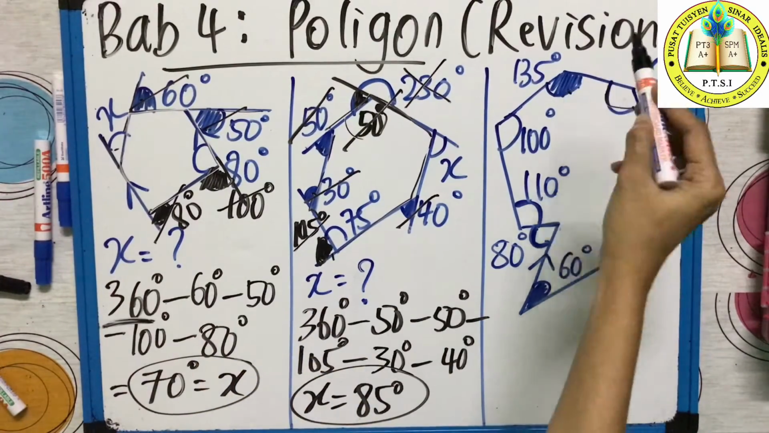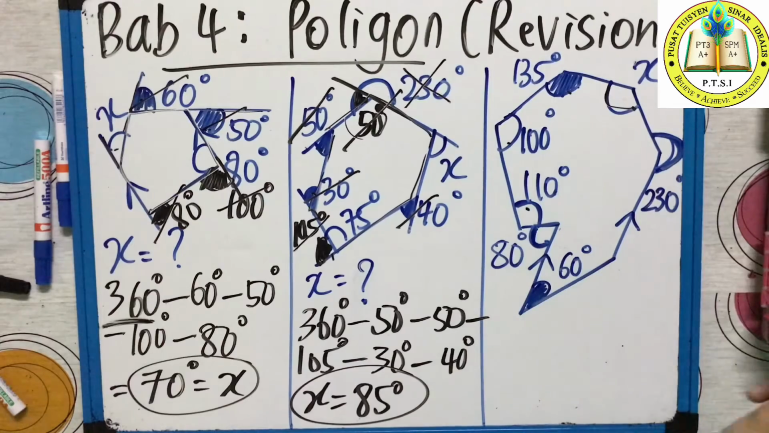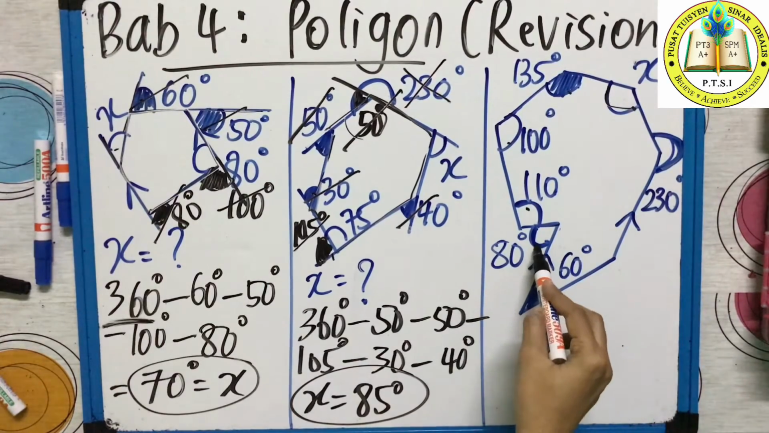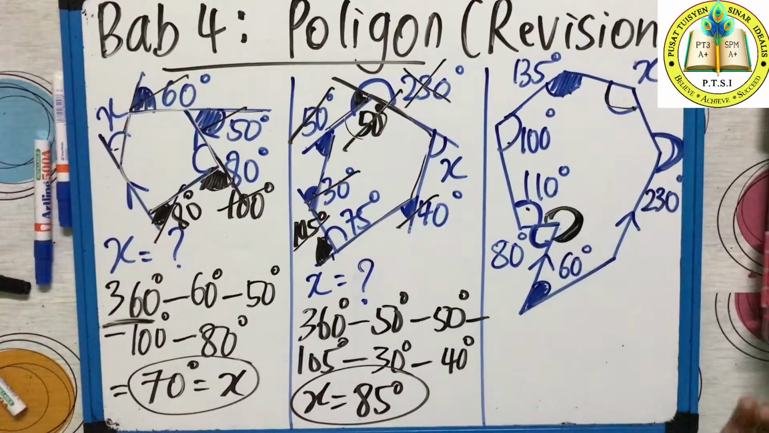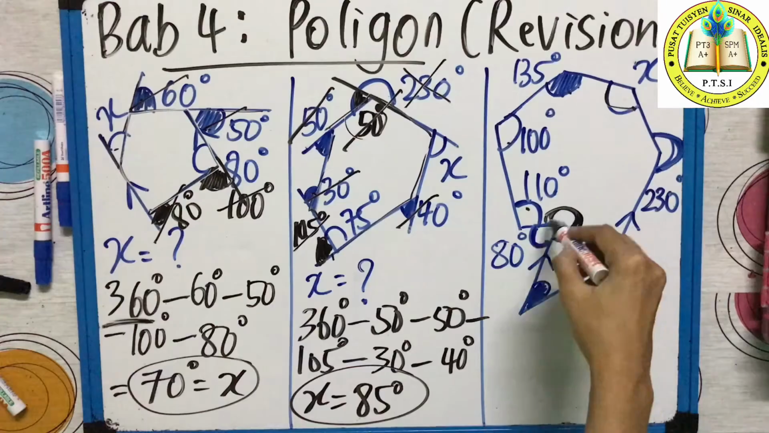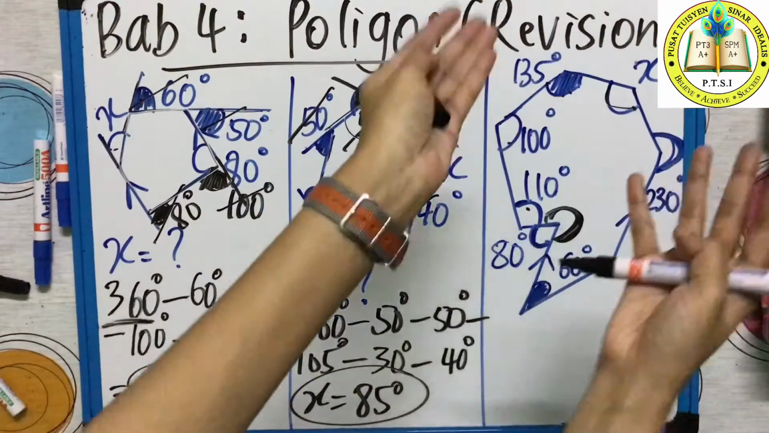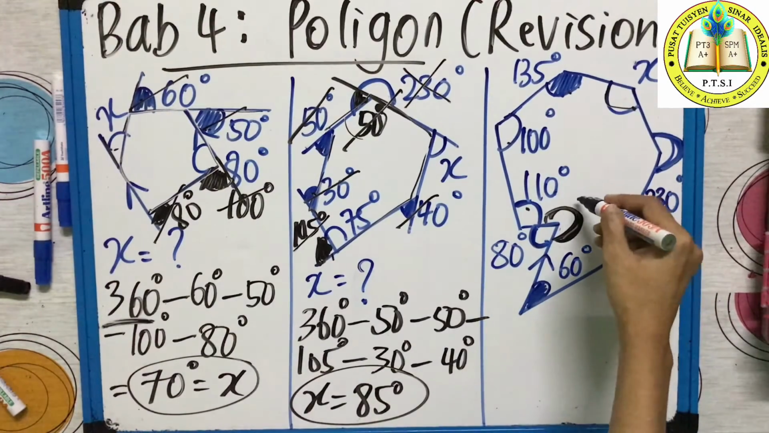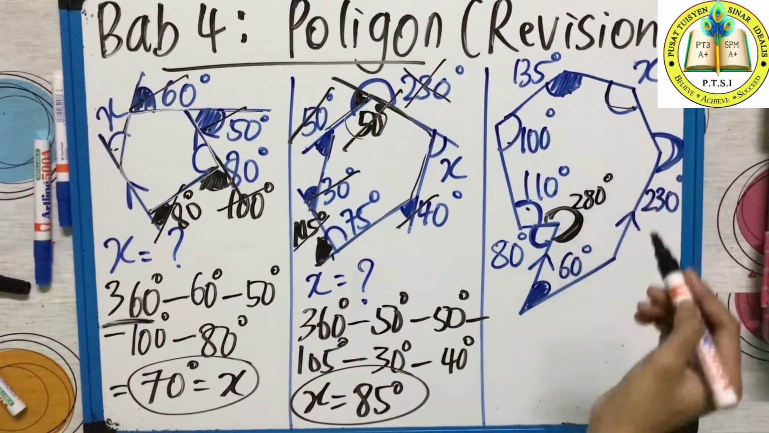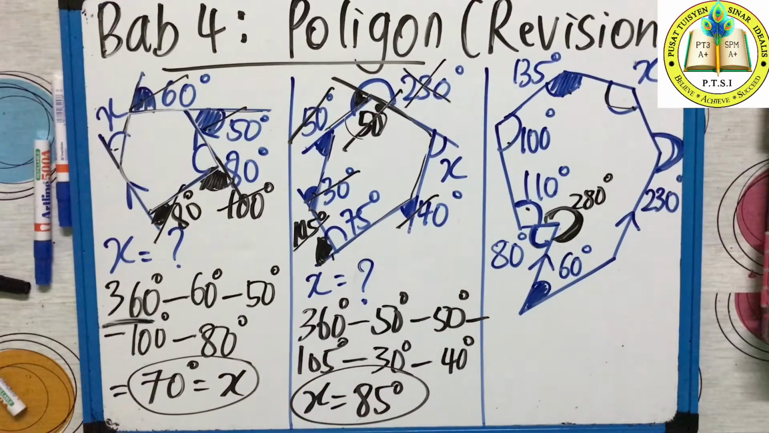So 135 inside, 100 inside, 110 inside, okay. But 80 is outside. So you want to get the inside angle. What is supposed to do? Full angle. Jumlah. Itu adalah satu pusat. Jumlah keseluruhan berapa? 360 minus 80. So you get 280 darjah. Do you understand, class?